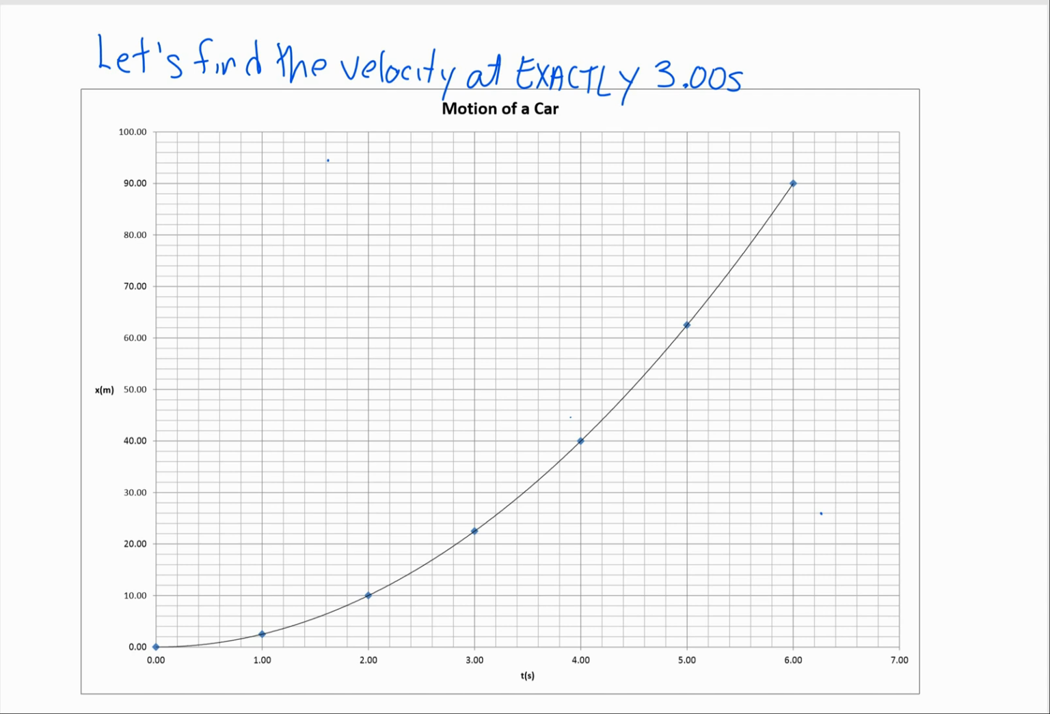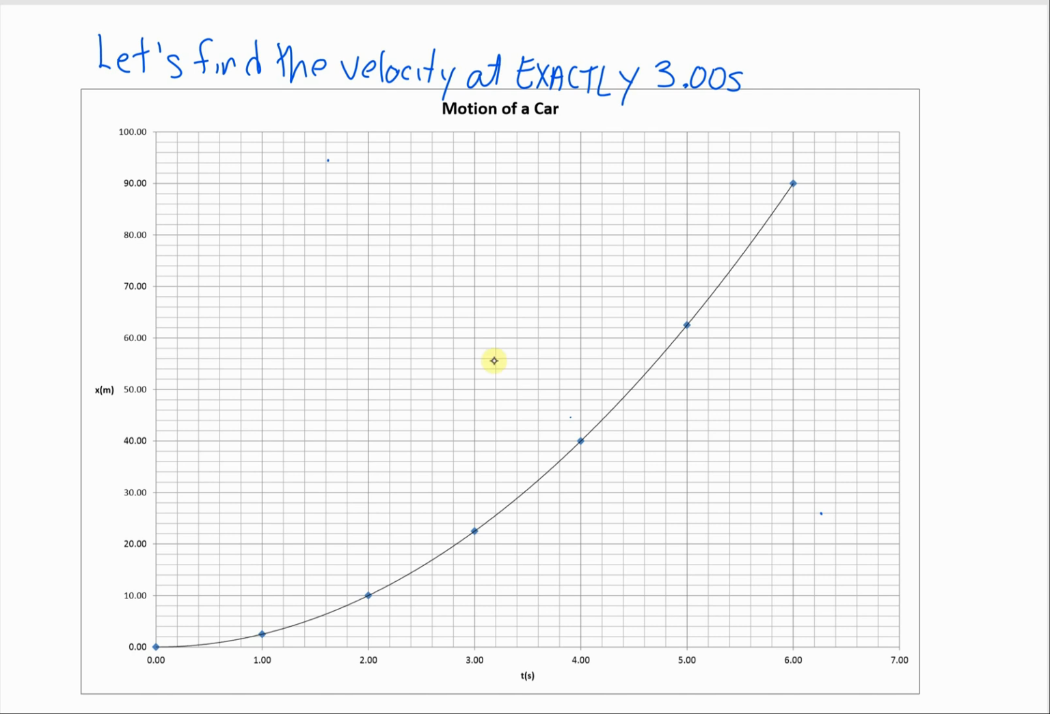Let's try to find the velocity at a single point in time. Let's try exactly 3 seconds. We need a new trick since slopes, which are velocities, need 2 points. But if I choose 2 points, I am finding an average between the points.